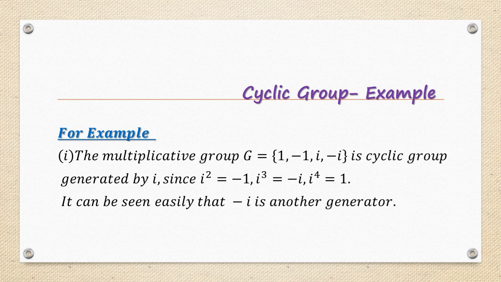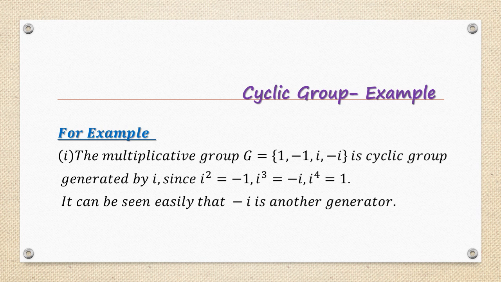Look at this group. We pick one element i, and by repeating the process on i we get the other elements in group G, no? So this is called a cyclic group. It can easily be seen that -i is also another generator of this group G, because (-i) squared is +1, which is in this group, (-i) cubed is +i, which is also in the group, and (-i) to the power 4 is 1. So i and -i are the generators of this group G.